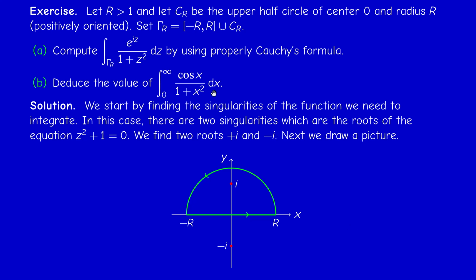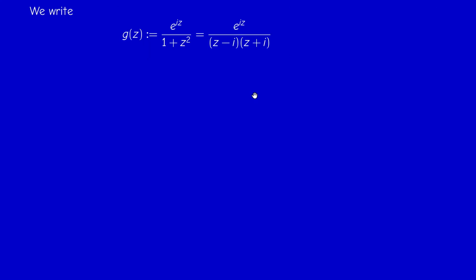We have to apply Cauchy's integral formula, but we have to be rigorous. We have to check the conditions of the applicability of Cauchy's integral formula. So we have two ways. First, we write the function we need to integrate as the ratio of a holomorphic function over z minus i. Why not the other way around? Because i is inside the half circle, inside the loop.